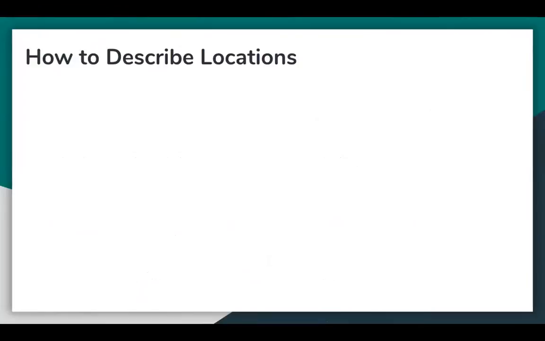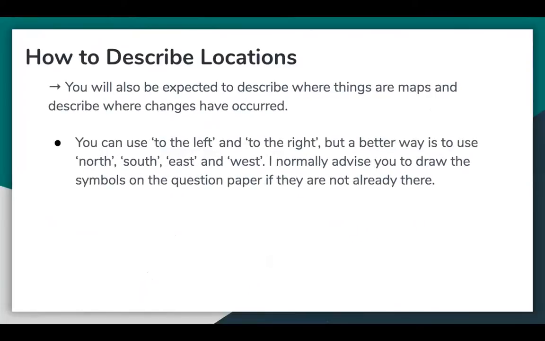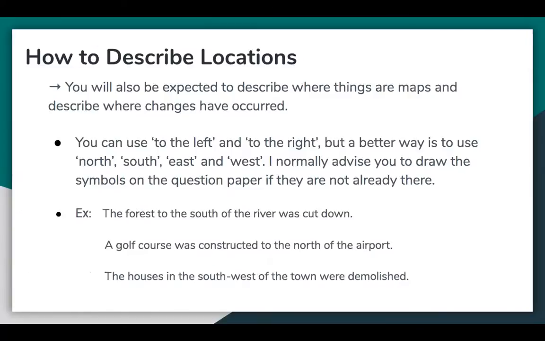And last but not least is how to describe locations. You will also be expected to describe where things are on maps and describe where changes have occurred. You can use to the left and to the right, but it is a better way to use north, south, east, and west. I normally advise you to draw the compass symbol on the question paper if they are not already there. There are some samples.